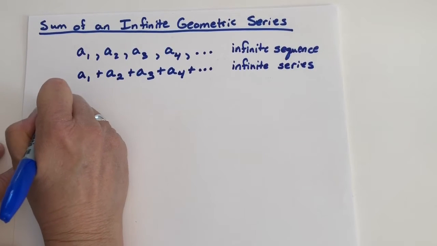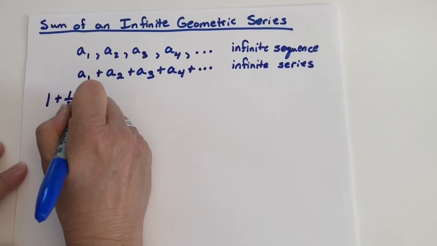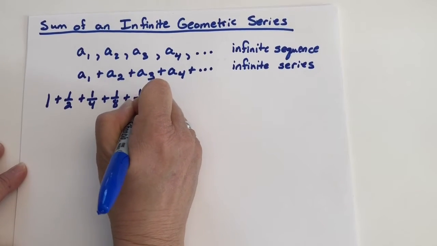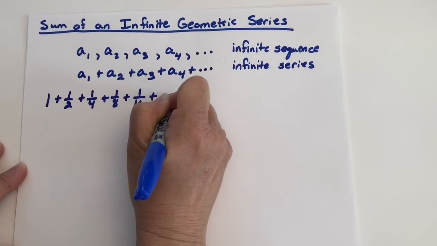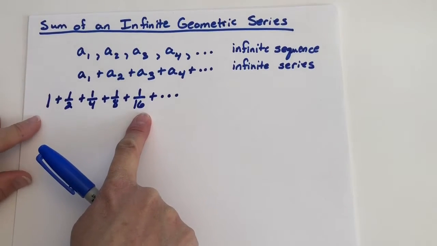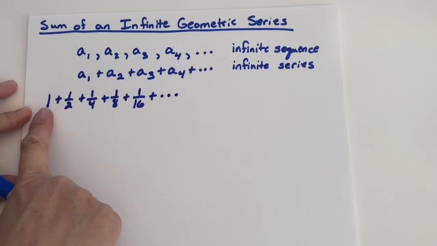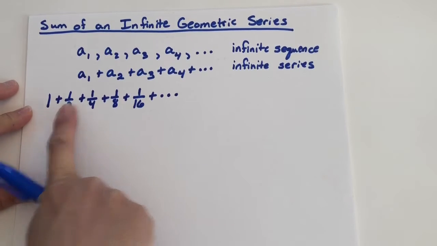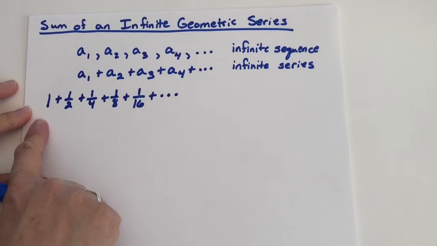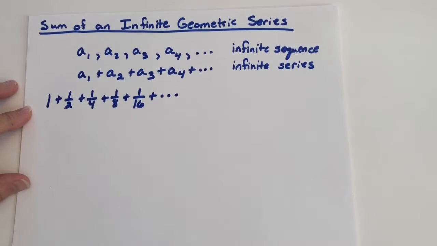1 plus 1/2 plus 1/4 plus 1/8 plus 1/16 plus, and on it goes. So you could confirm that this is geometric, because if you take any term and divide by the previous term, you would get the same ratio. 1/2 divided by 1 is 1/2. 1/4 divided by 1/2 is 1/2, and similarly for every pair of consecutive terms. But our goal is to find out what the sum of this infinite geometric series is.